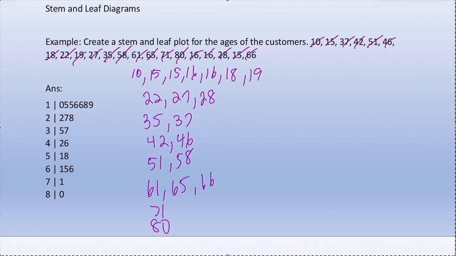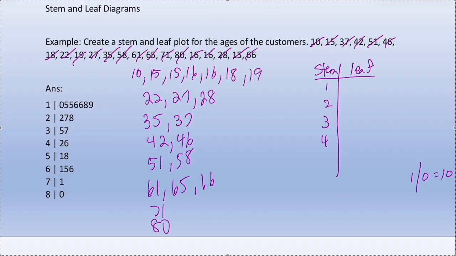Okay. Now, by arranging them by tens, it's very easy to make your stem and leaf. Remember, we're going to make the stem our tens and the leaf our ones. So our tens are 10, 20, 30, 40, 50, 60, 70, 80. It's good to make a little key to explain what it means. So 1/0 would be 10.